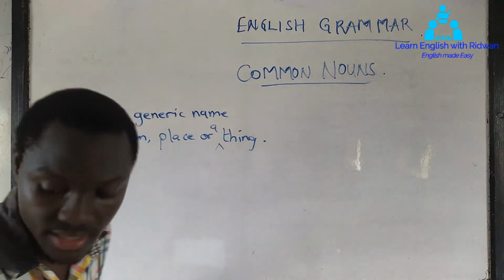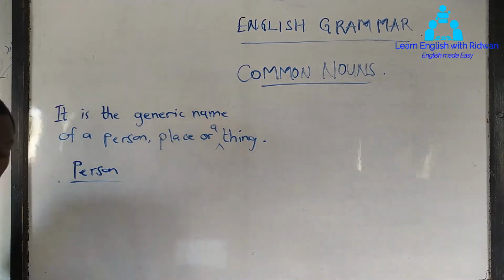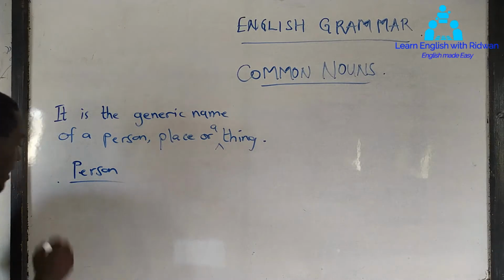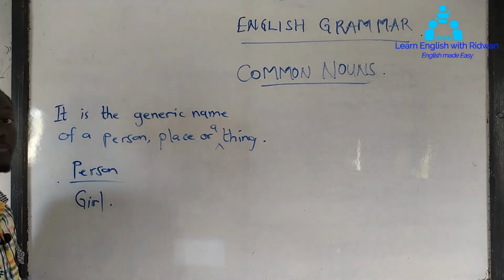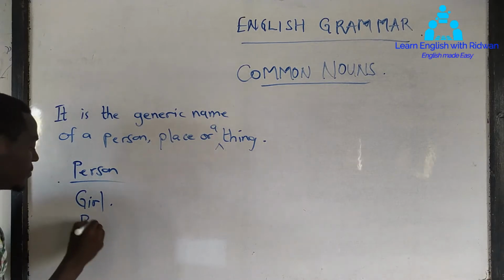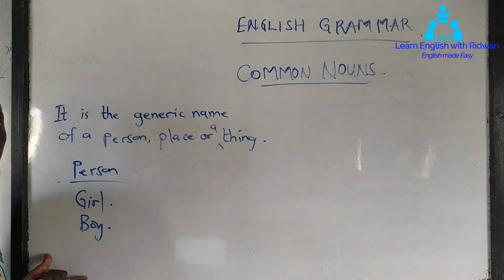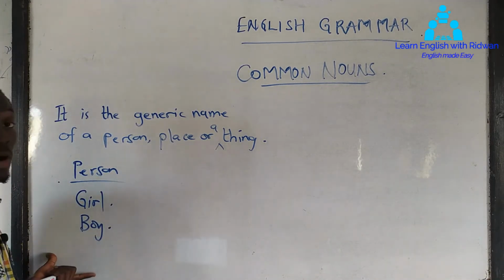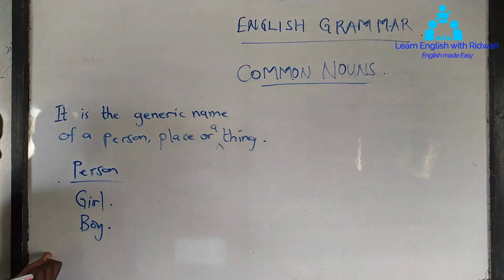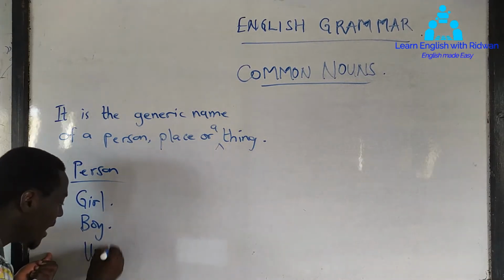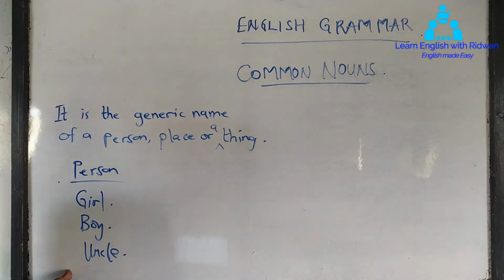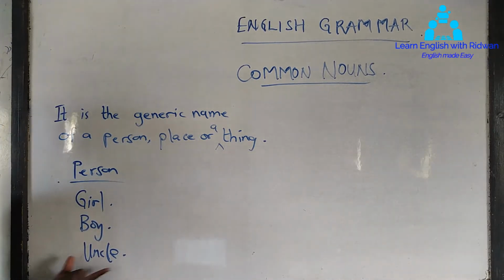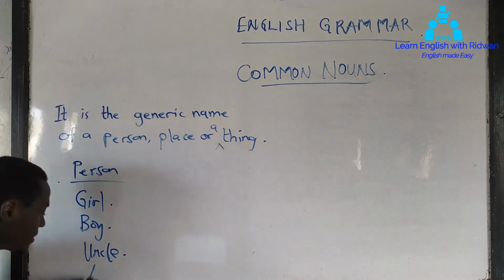And since it's at the beginning of a sentence or it's standing alone, we have to start with a capital letter. So let's say girl. Boy is an example of a common noun. We have uncle, aunt.